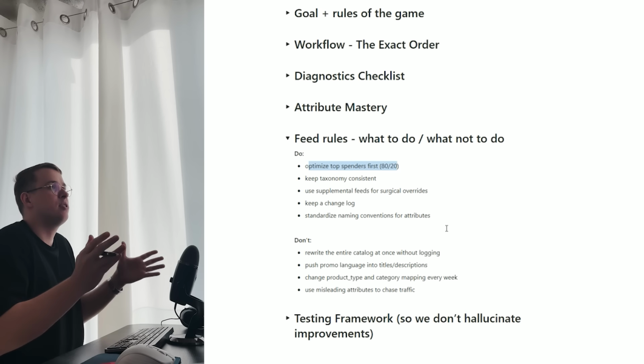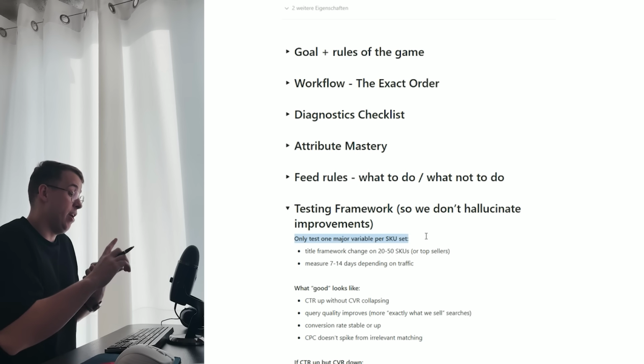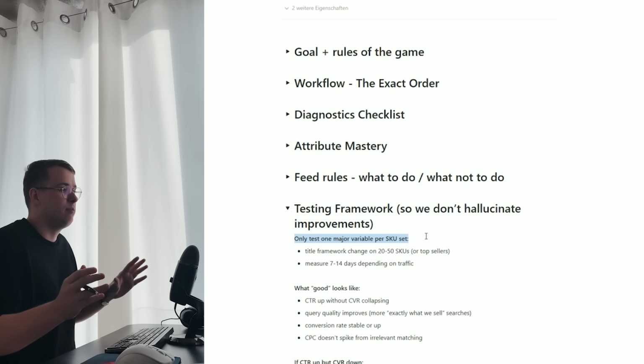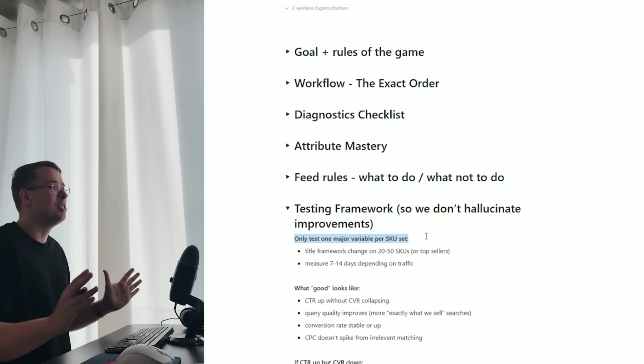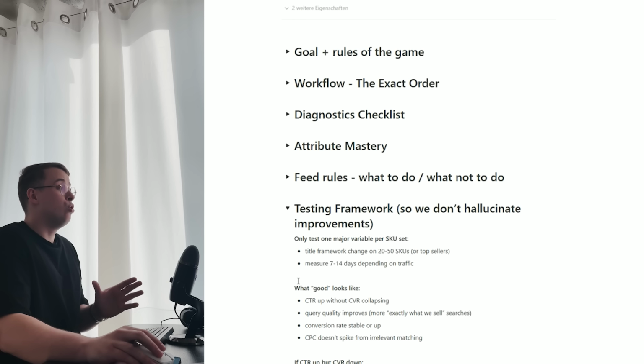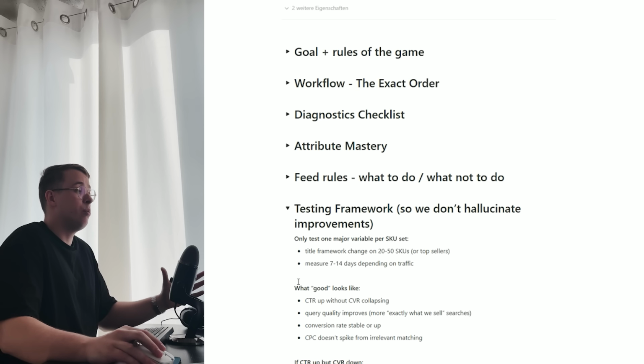Unless your listing is completely bad and you know that. If everything is bad, of course, for the sake of your performance, just improve everything then. But if it's just about testing little tweaks, just one thing at once. Otherwise, it's not a good test anymore. And what does good look like basically, right? What are we looking for?